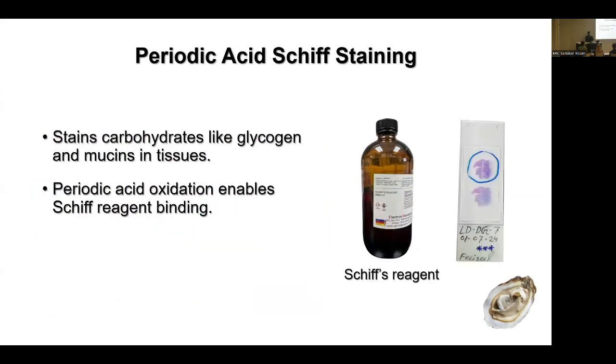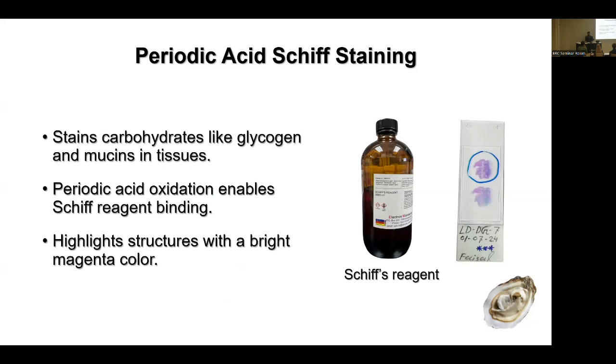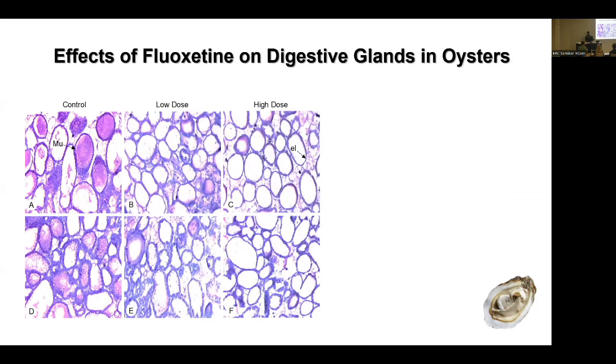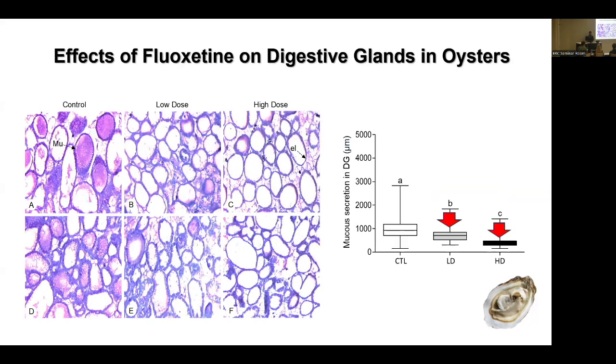Another staining I did during my experiment is periodic acid Schiff staining. Here I used periodic acid and Schiff reagent to determine the amount of mucus in the digestive gland and in the oyster's gills. This is a container of Schiff reagent, and this is a slide of my experiment where I did my periodic acid Schiff staining. Let me talk about the result of the PAS staining.